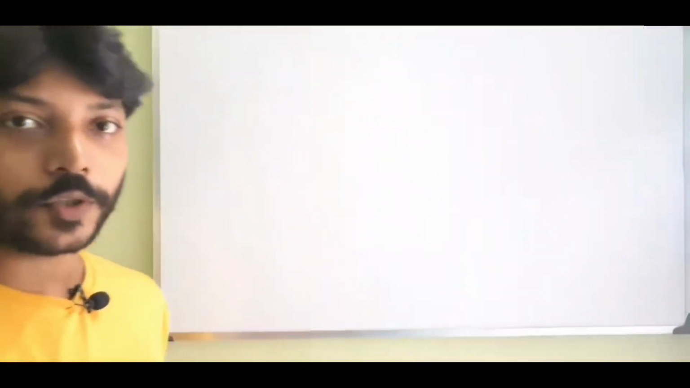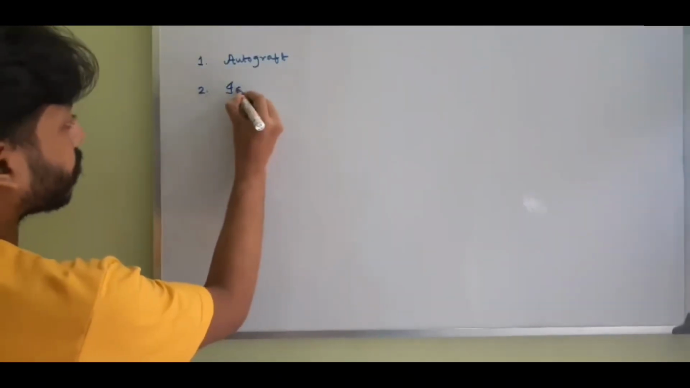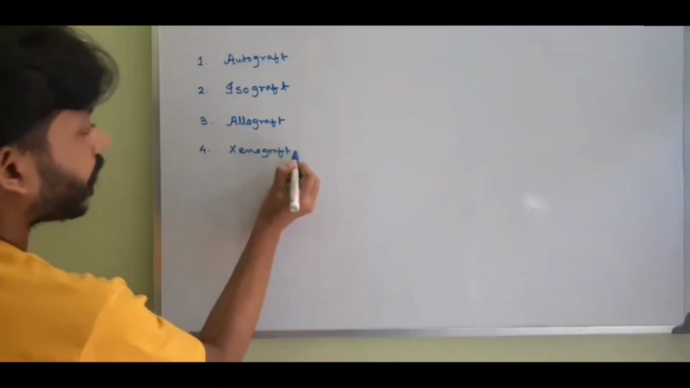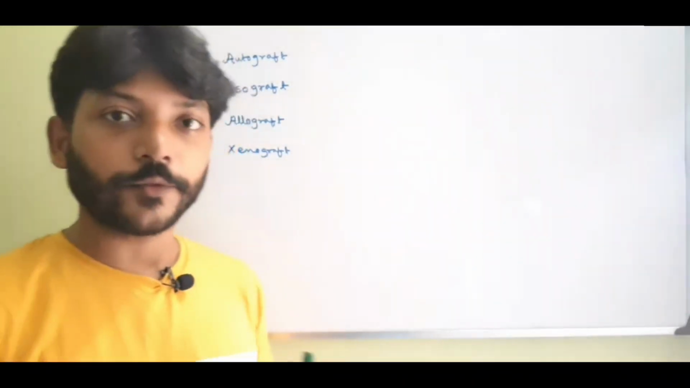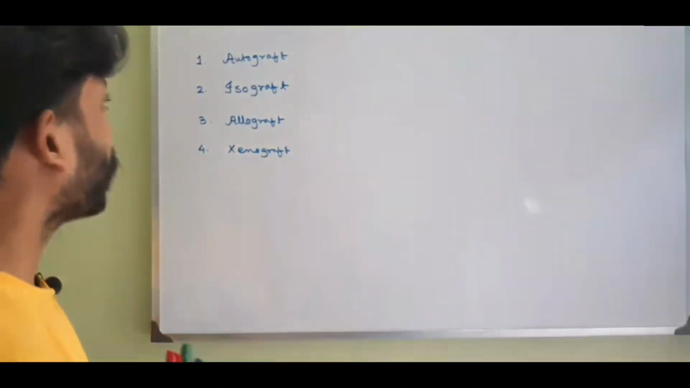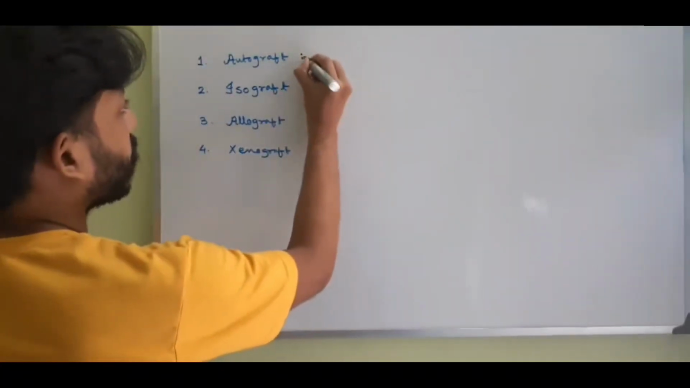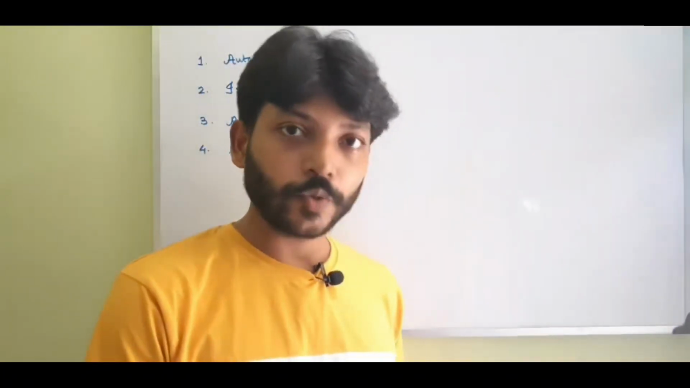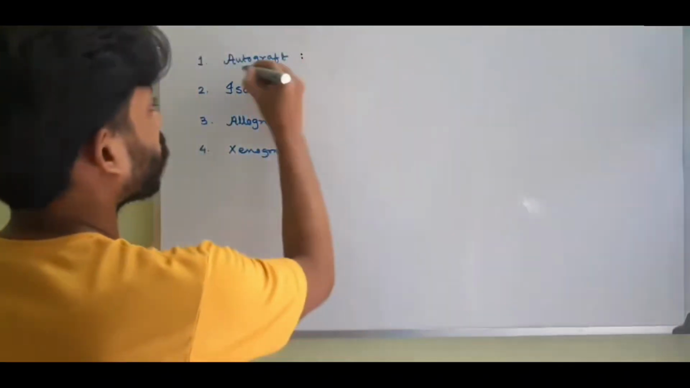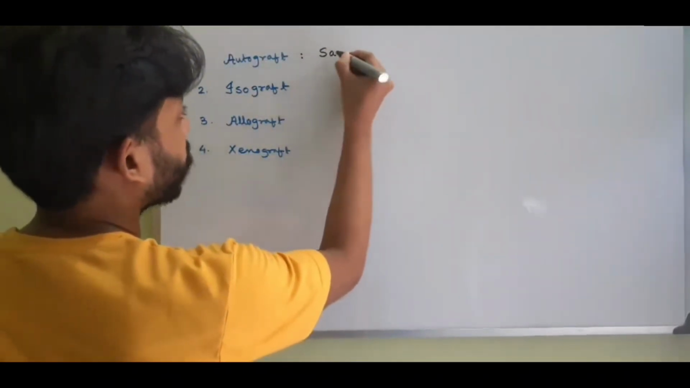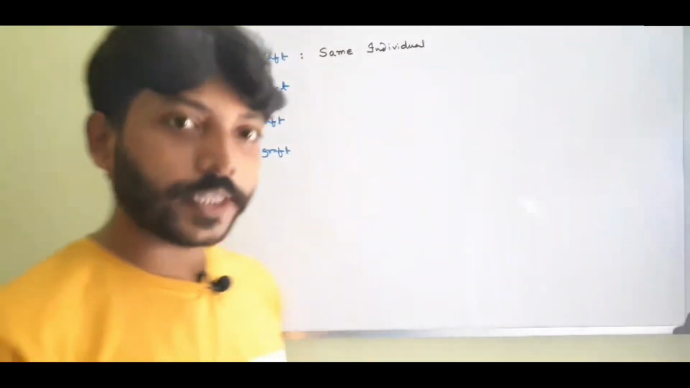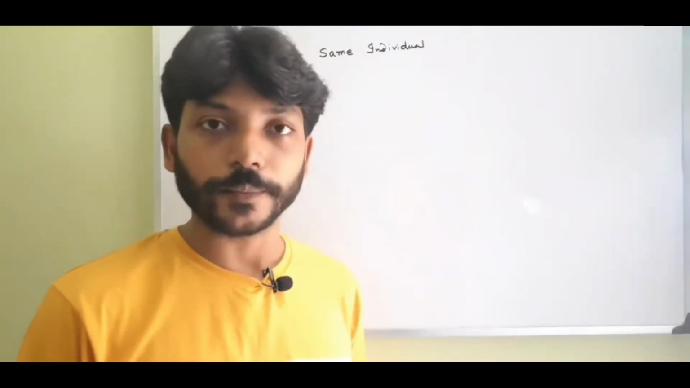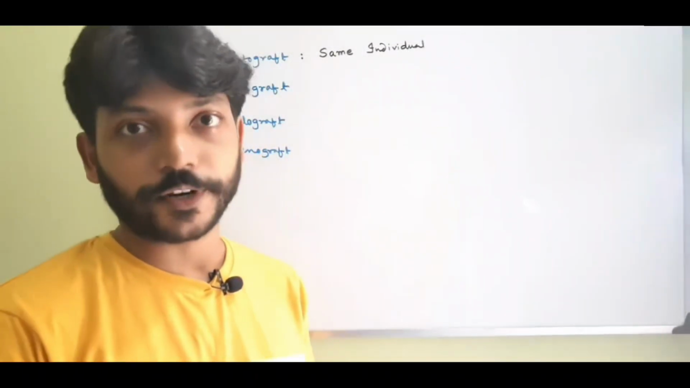In the beginning I want to mention that four types of transplantation can occur depending on the donor: autograft, isograft, allograft, xenograft. The first is autograft. That means tissue is transferred from one site to another site of the same individual. So autograft means the same individual. Like in a burnt individual, skin tissue can be transferred from one site to the burnt site.